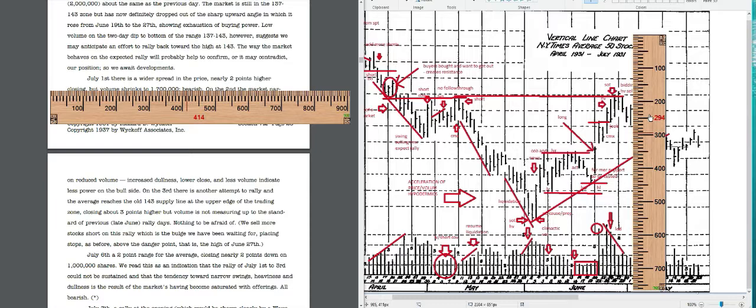Here is July 1st. This is a green bar. It has a wider spread. It makes a higher high, but the volume shrinks. Why is that bad? Everything was okay until the volume shrank. That shrinkage in volume turned the picture, because we are always weighing volume with price.